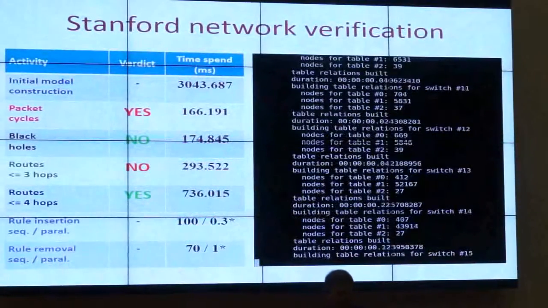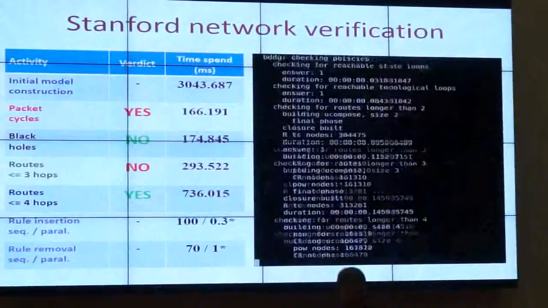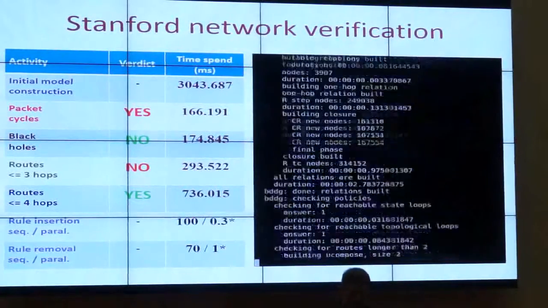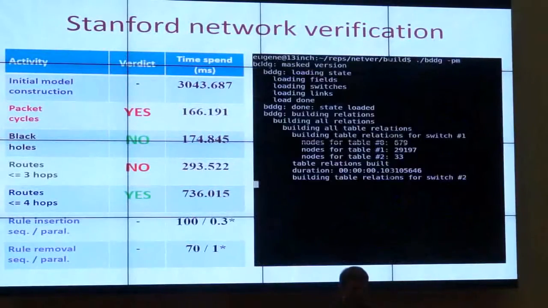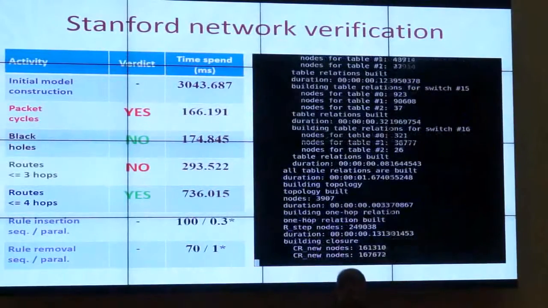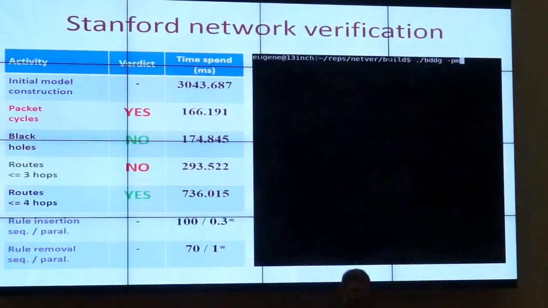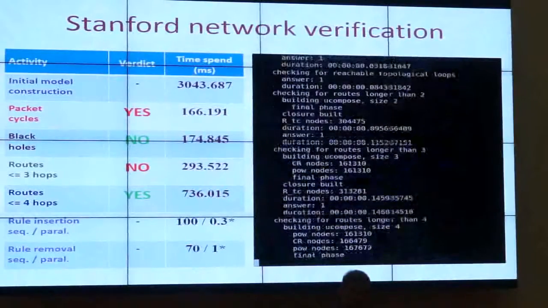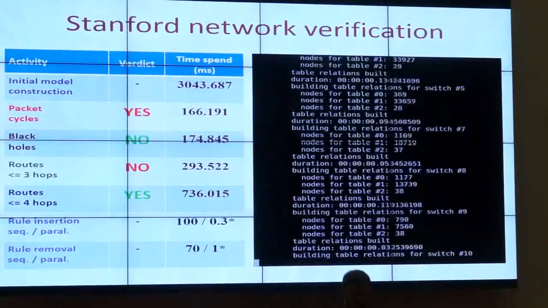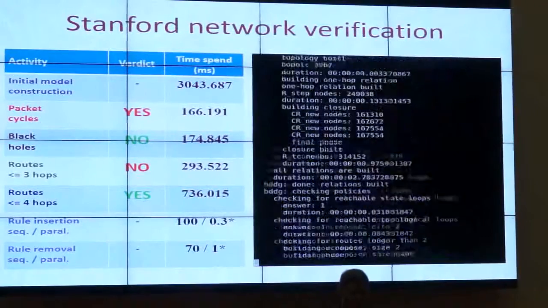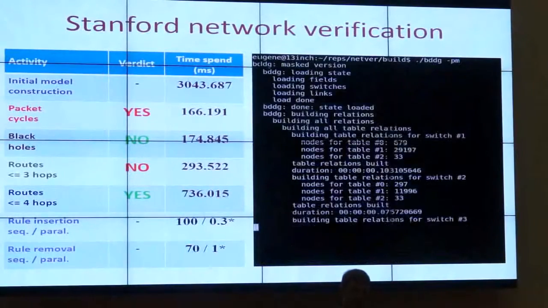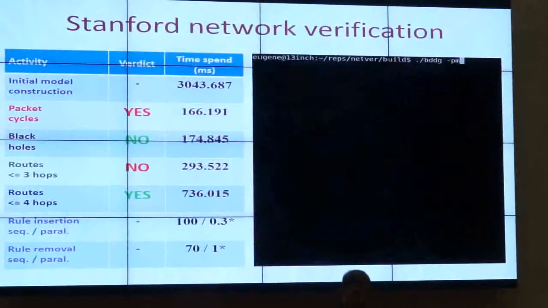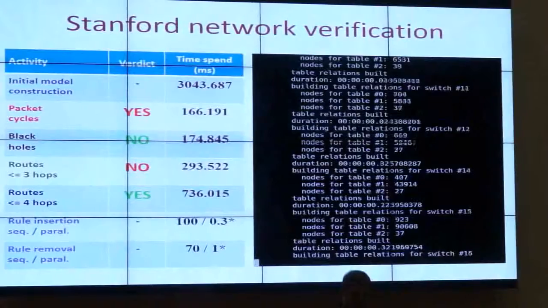In the right half of the slide, you see the work of our tool in real time. It finished the analysis of this network in about 5 seconds. During the analysis, Vermont builds the initial model state. It takes about 3 seconds and checks some policies. For example, our verification shows that this network actually contains some packet cycles. It doesn't contain black holes, so the packets are not missed inside the network.